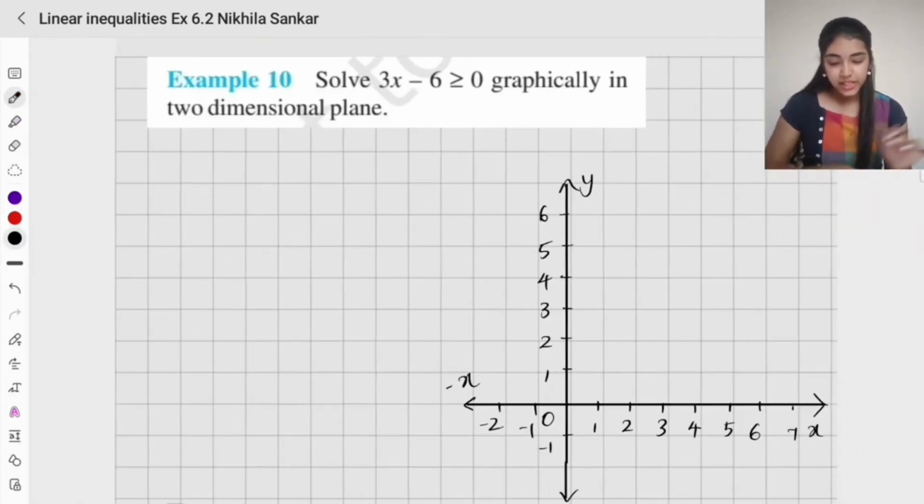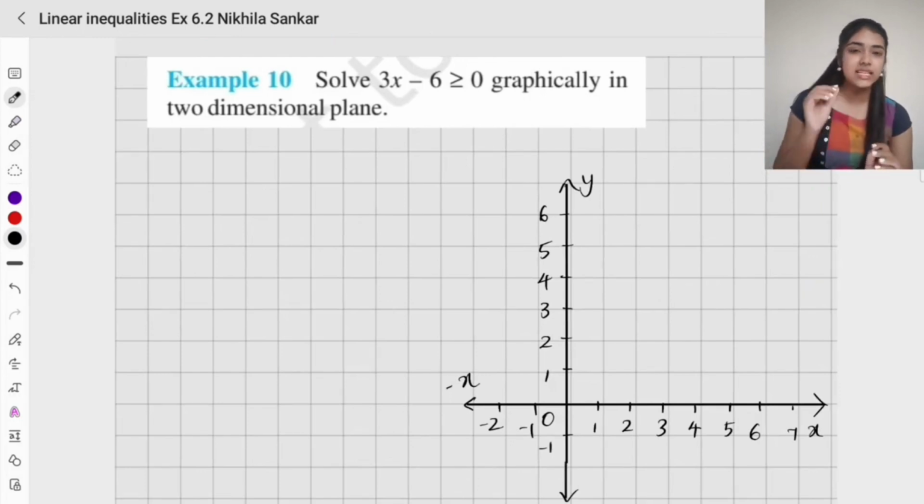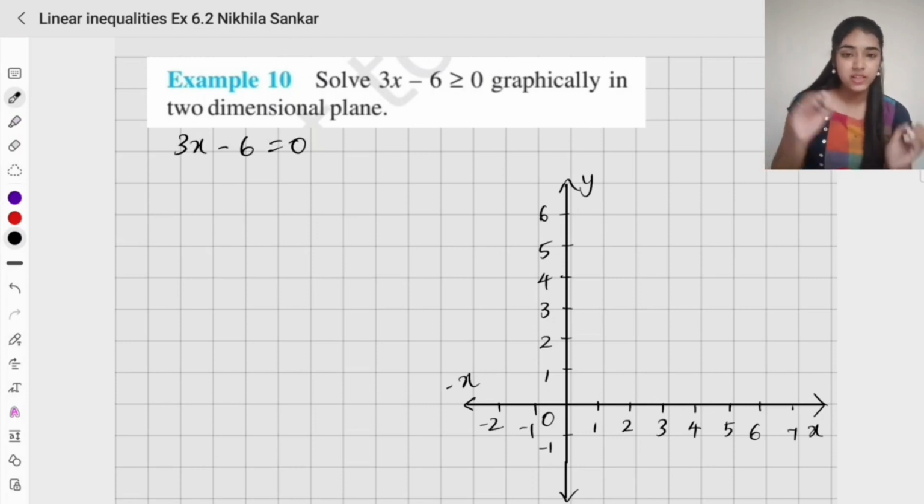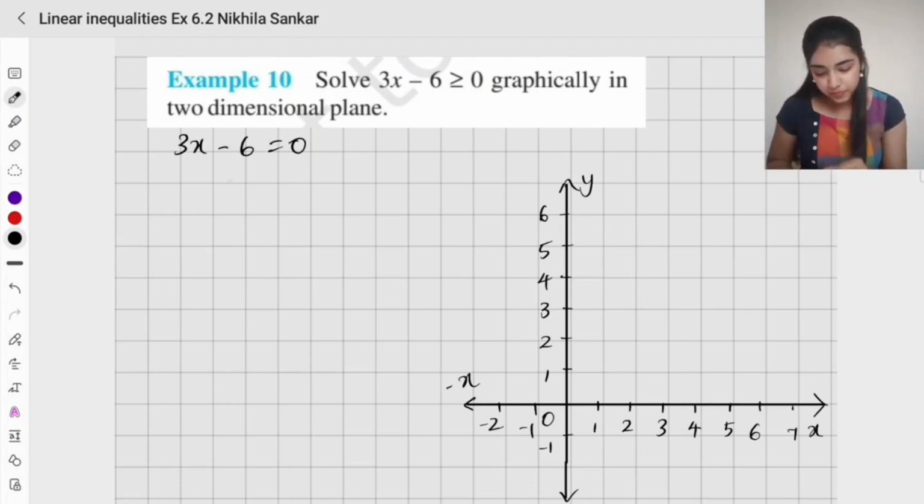Example 10. Now, similarly, what is my first step? Here I see that there is no strict inequality, there is slack inequality. So how is our line going to look? It is going to be a thick line instead of a dotted line. Okay. Now first step, 3x minus 6 equal to 0. Why do we put equal to 0? To find the solutions and draw the graph. Okay. Now 3x equals 6. X is equal to 6 divided by 3, which is 2.